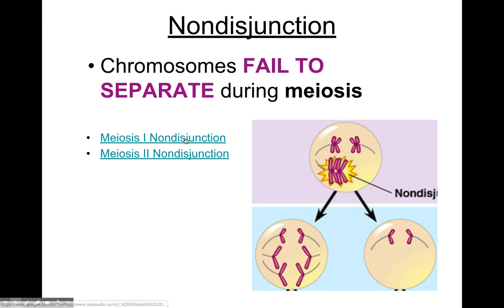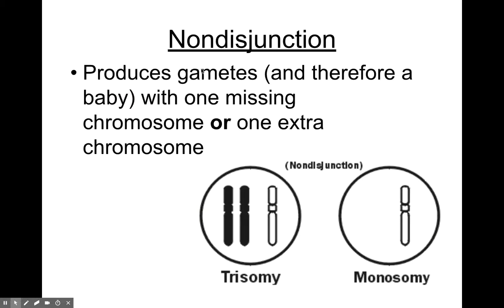So it can happen in meiosis 1 or meiosis 2, because remember in meiosis we have 2 divisions, and the non-disjunction can either happen in meiosis 1 or meiosis 2. Non-disjunction produces gametes, and therefore a baby, with one missing chromosome or one extra chromosome. So this right here is an example of non-disjunction. On the right, we only have one chromosome, so it's called monosomy, mono meaning one. And on the left, we have 1, 2, 3 copies of a chromosome. This is called trisomy, tri meaning 3.